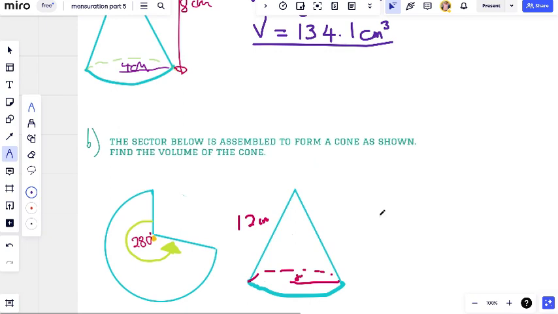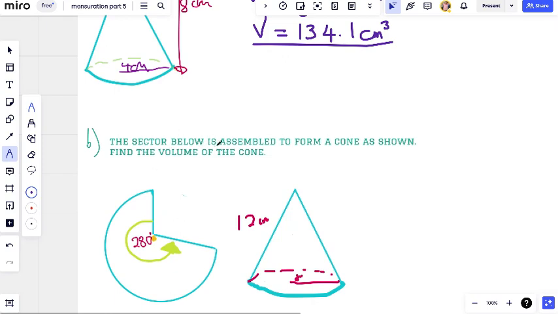It says the sector below is able to form a cone. This is a sector with a major arc. This arc is a major arc. The angle is 280 degrees. If you want the minor one, we don't need it, but you would say 360 minus 280, and you get around 80 degrees.